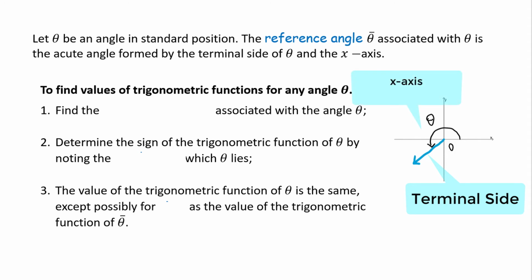To find values of trigonometric functions for any angle theta: 1. Find the reference angle theta bar associated with the angle theta. 2. Determine the sign of the trigonometric function of theta by noting the quadrant in which theta lies. And 3. The value of the trigonometric function of theta is the same, except possibly for the sign, as the value of the trigonometric function of the reference angle.